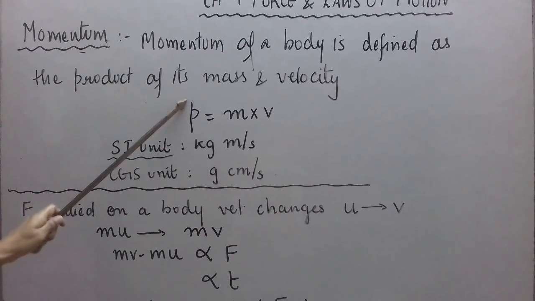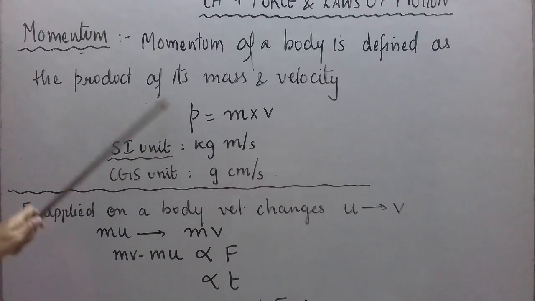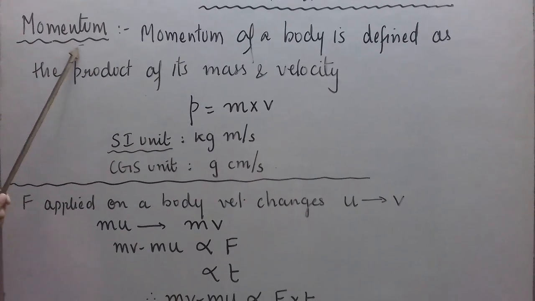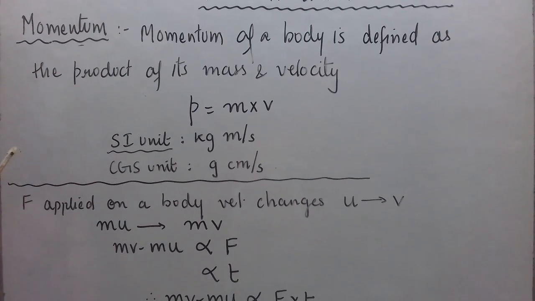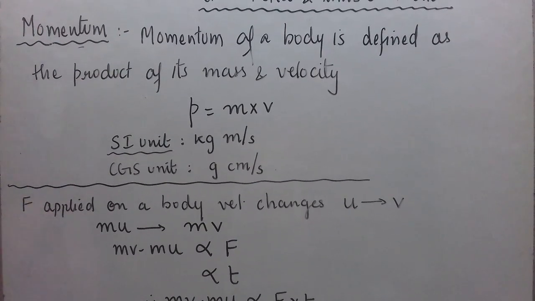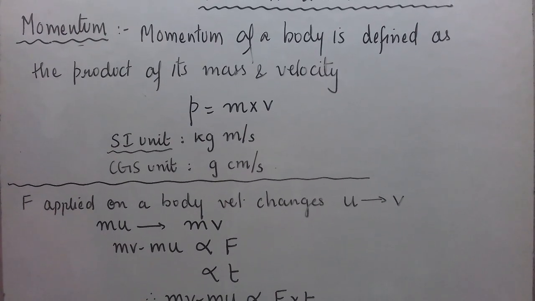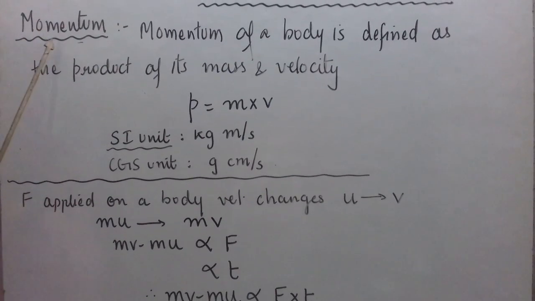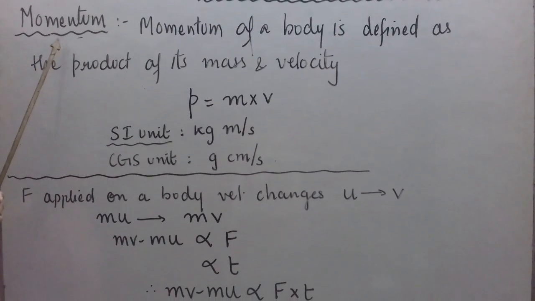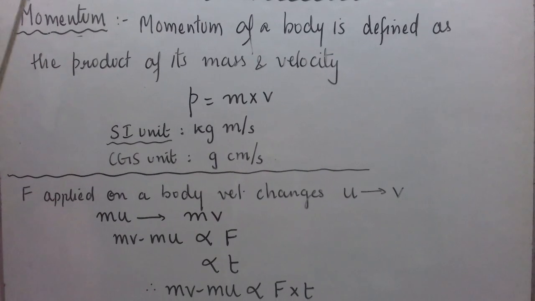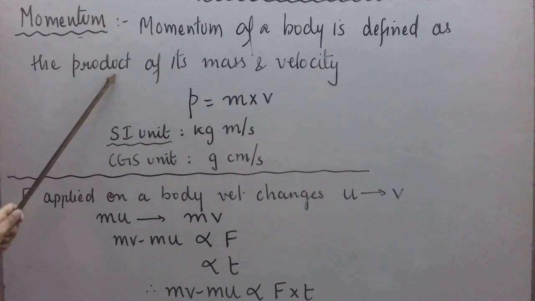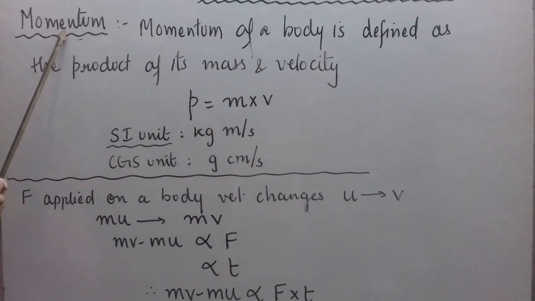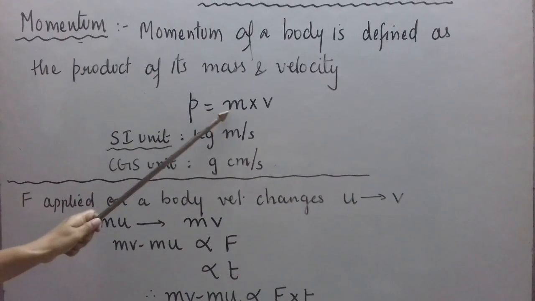Momentum is represented by small letter p. Now there is one more definition of momentum, which is the qualitative definition. I'll just mention it. You can remember it, but there is no need to write that definition whenever asked. Normally when we are asked to define, we give the other definition. The qualitative definition of momentum is: the amount of motion possessed by a body is called its momentum. Quantitative definition: momentum of a body is defined as a product of its mass and velocity, and momentum is denoted by small letter p, p = mv.